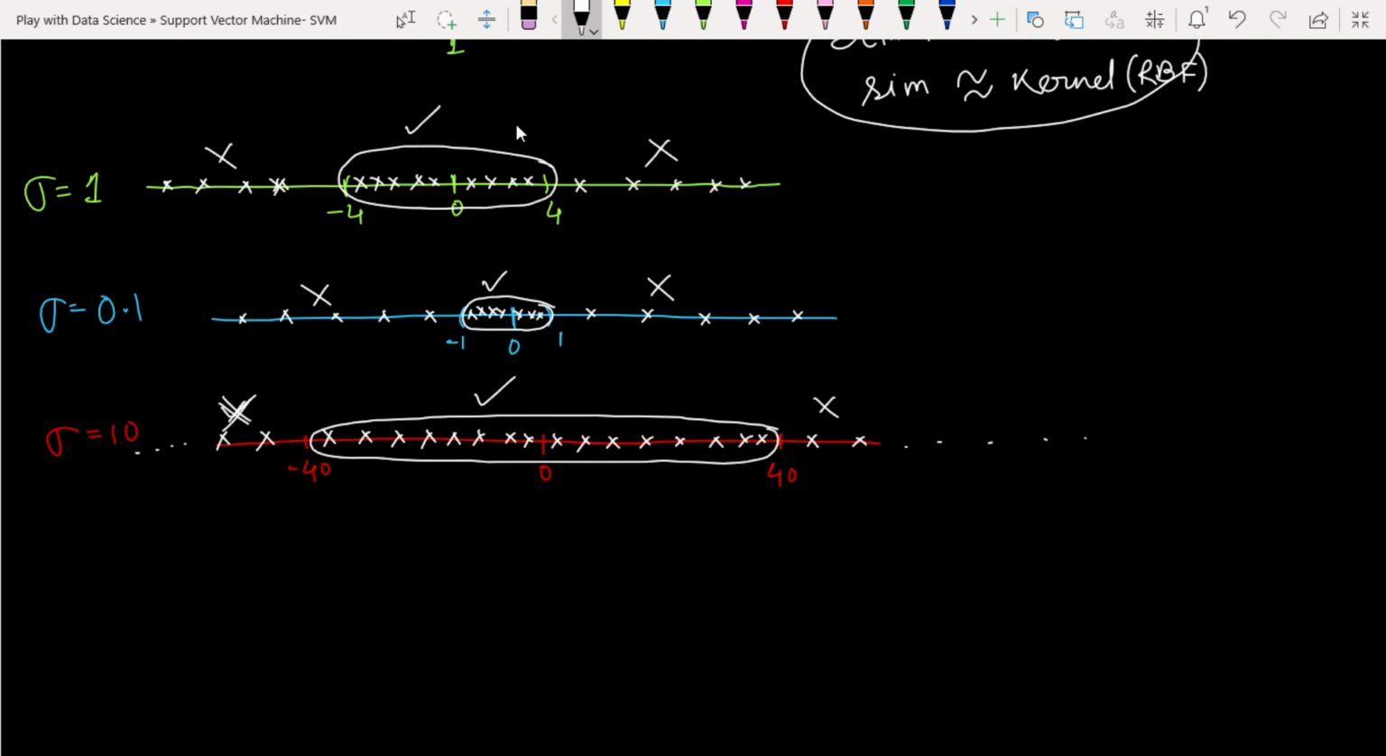Okay. So here our similarity is greater than 0. Similarity is greater than 0 in this region. Rest of the part, similarity is less than 0. So what does this mean? This means in this region we are considering more points. Actually, for the 10, we are simply considering more points in this region.